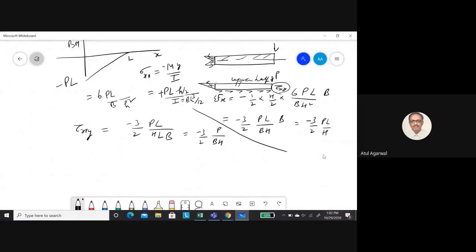Now you look at this as such. This was the force P. So this force P is caused on this face. So there has to be some vertical force here to balance it. The total force has to be P. What is the area of this face? So B into H. So you see, average shear stress on this face has to be P upon B into H.